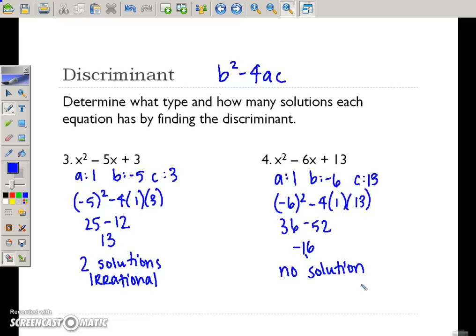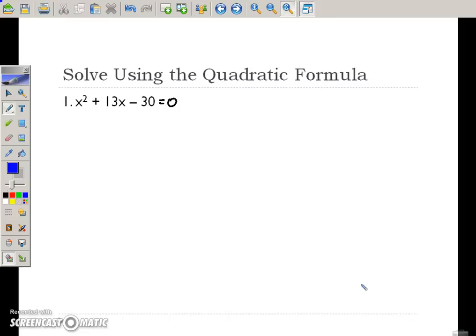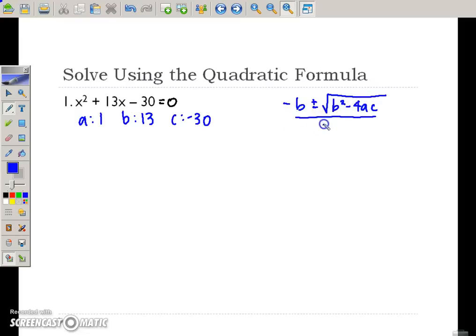Alright, now that we've used the discriminant, we're going to use the quadratic formula. So we're going to go all the way and solve each quadratic. So we'll start with that first one again. x squared plus 13x minus 30 equals 0. We know our a is 1, b is 13, c is negative 30. We know our quadratic formula is negative b plus or minus the square root of b squared minus 4ac all over 2a. This is something that you have to memorize.